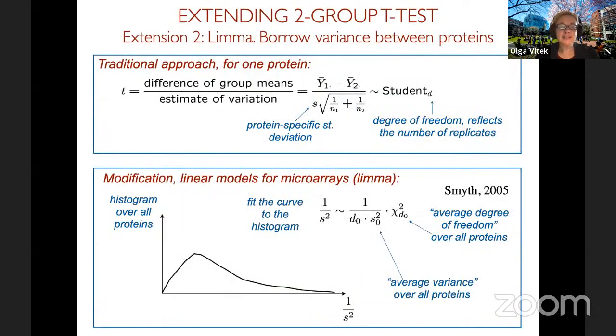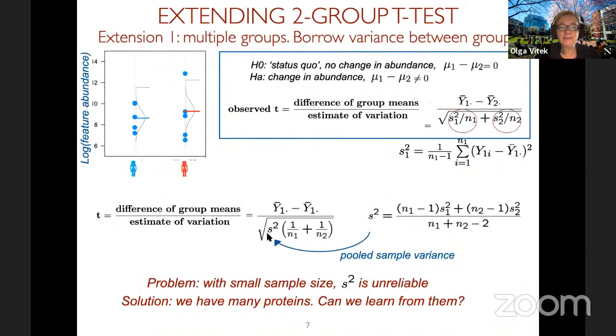So now the second extension, and this was another question asked, is focusing on lemma. And so lemma continues on this theme of learning the variability better, but goes one step further. So even though we combine the estimates of variability across all the groups, it may often be insufficient when the sample size is really small. And by small, I mean 2 or 3 replicates per group.